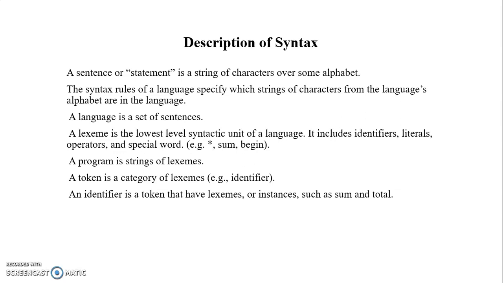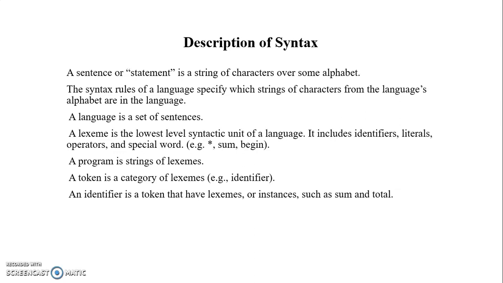A sentence or a statement is a string of characters over some alphabet. The syntax rules of a language specify which strings of characters from the language alphabet are in the language. A language is a set of sentences, whereas a lexeme is the lowest level syntactic unit of a language. It includes identifiers, literals, operators, and special words like sum, begin. A program is a string of lexemes, and a token is a category of lexemes like identifier. An identifier is a token that has lexemes or instances such as sum, total, in this way.